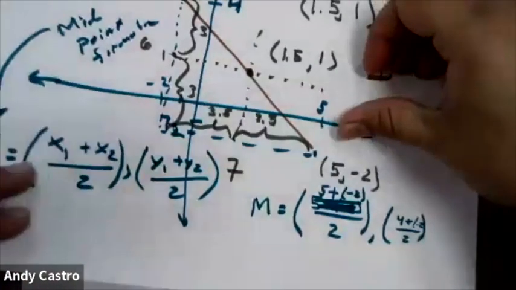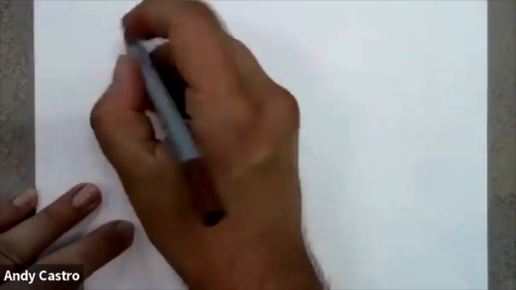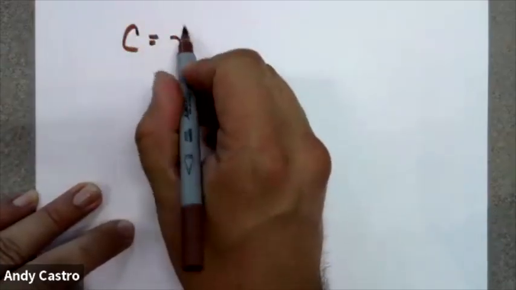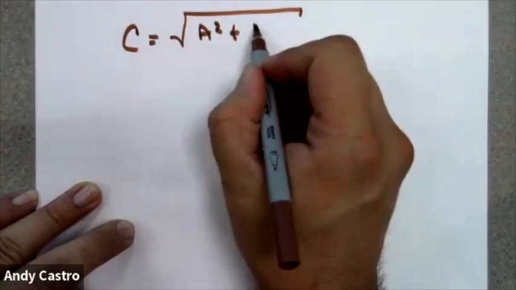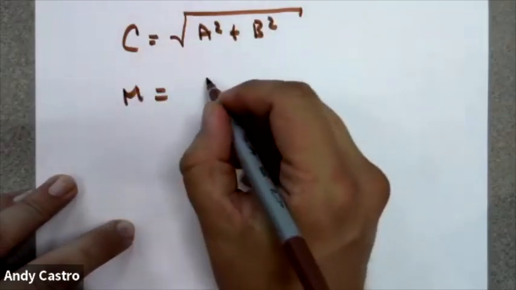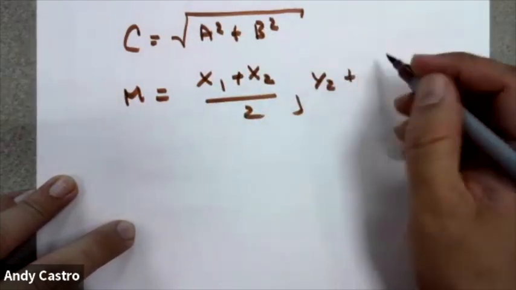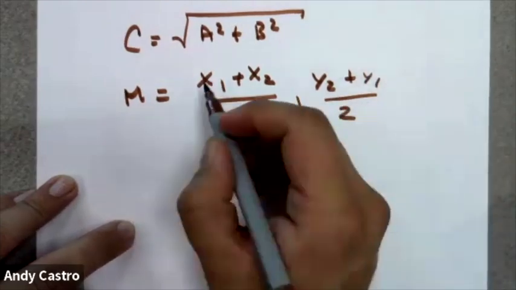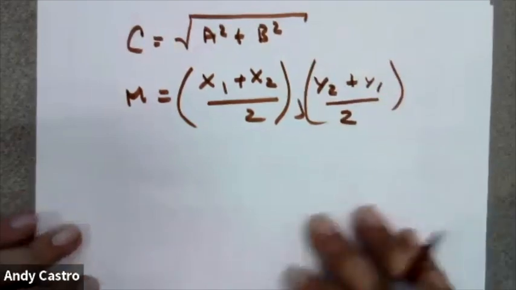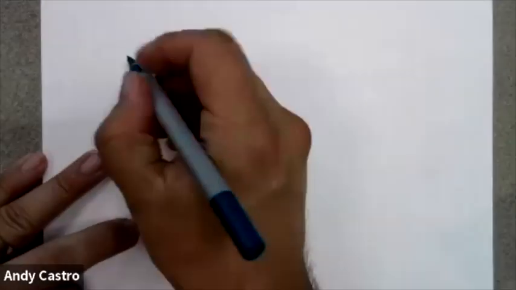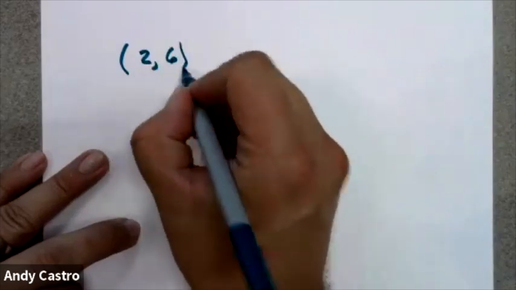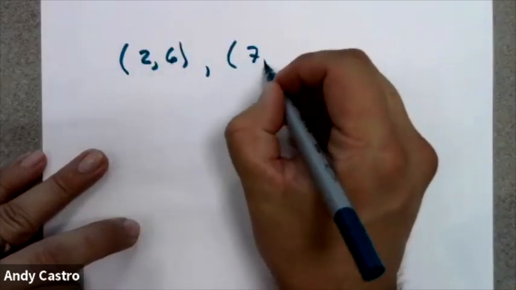All right, so let's work some examples, kind of understanding this stuff. Remember, we're using the Pythagorean theorem to calculate that other side, and then the midpoint formula. And I'll just kind of keep this on hand. All right, so let's look at, we want to find the midpoint between (2, 6) and (7, 4).